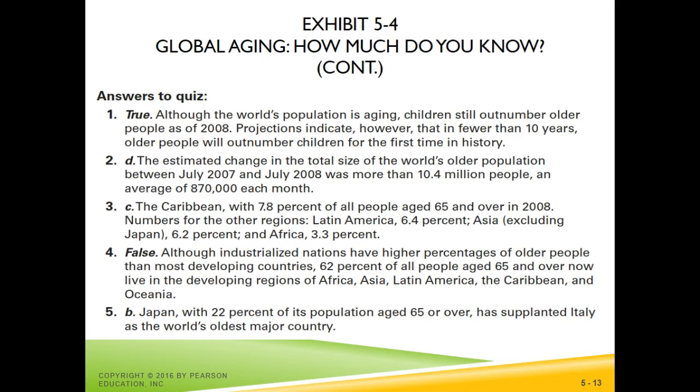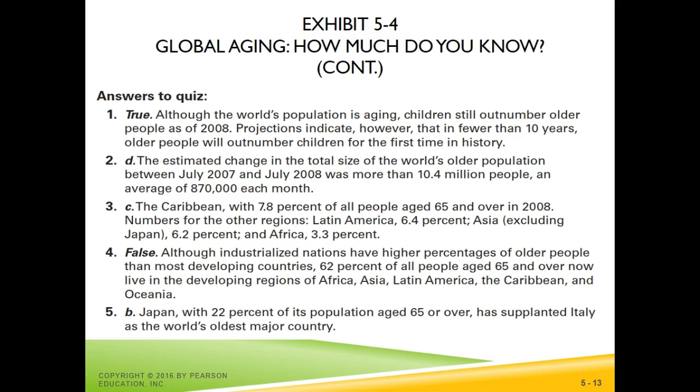So are you surprised by some of the answers? So the first one is true. Although the world's population is aging, children still outnumber older people as of 2008. Projections indicate, however, that in fewer than 10 years, older people will outnumber children for the first time in history.